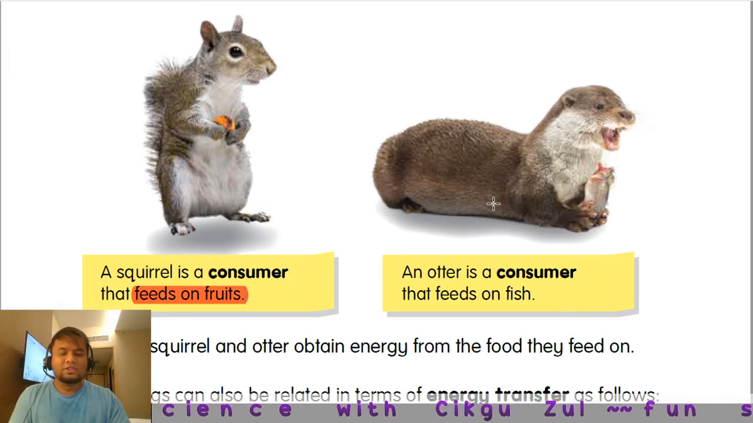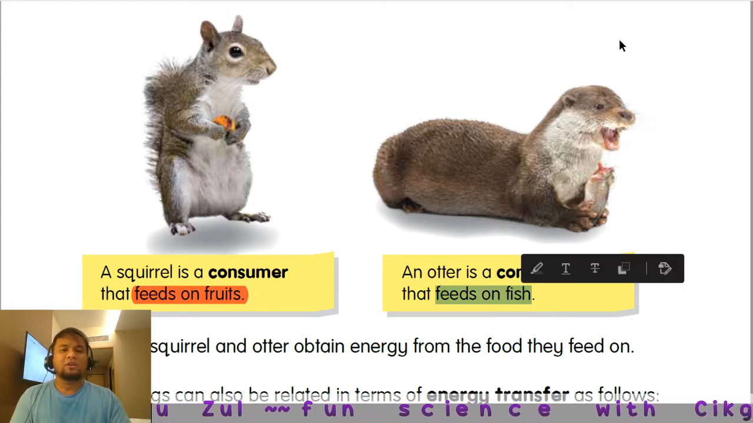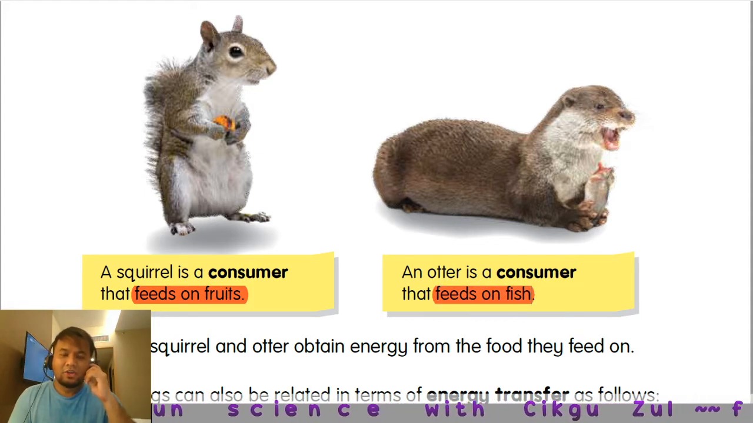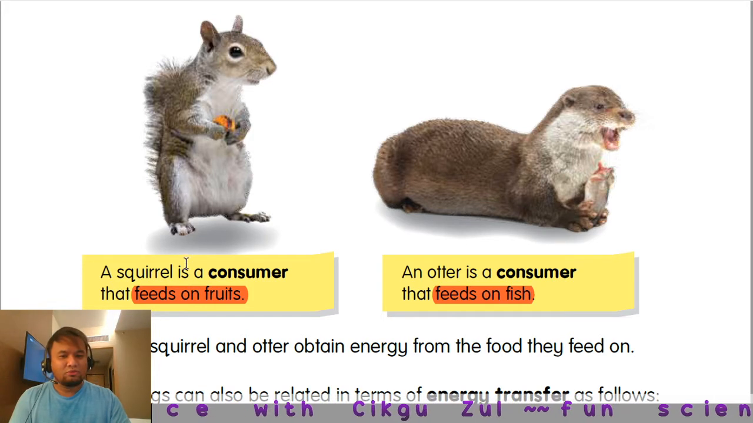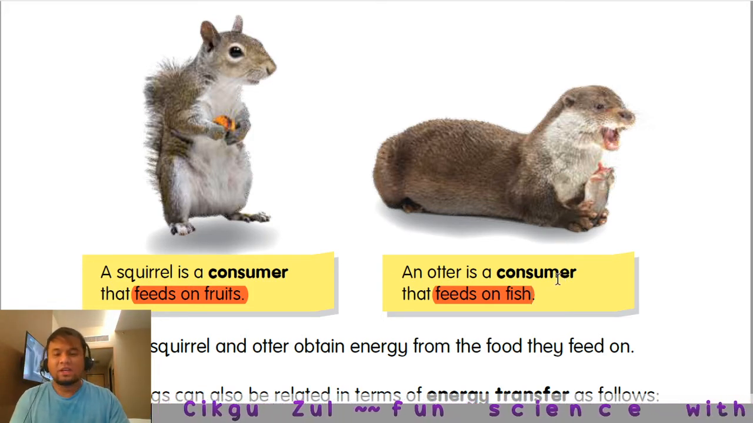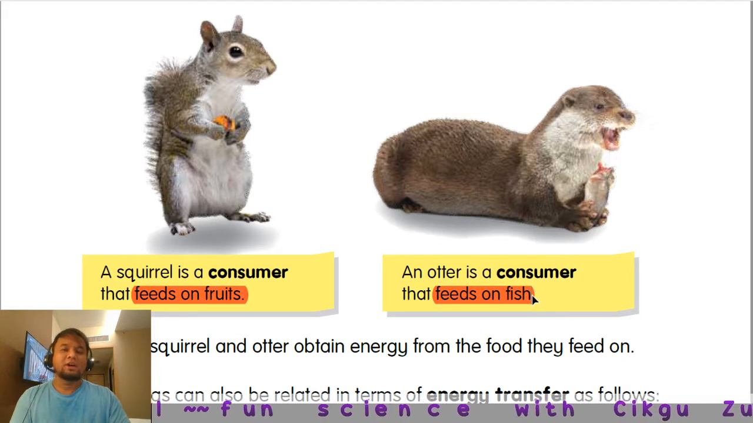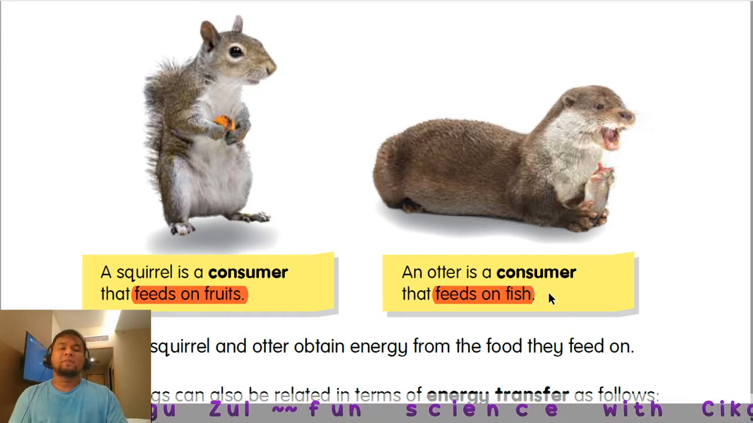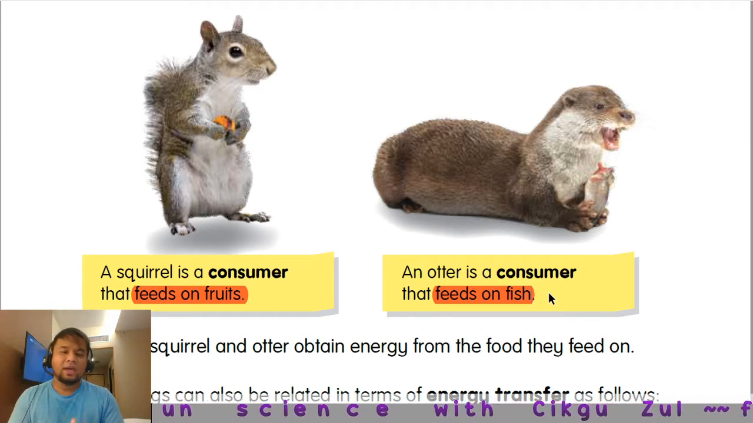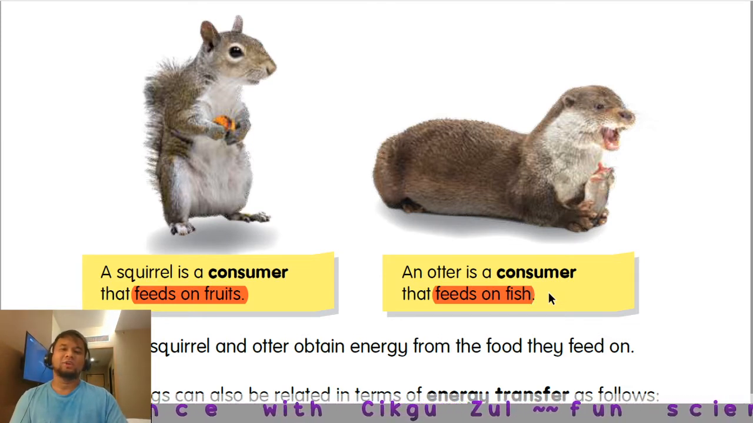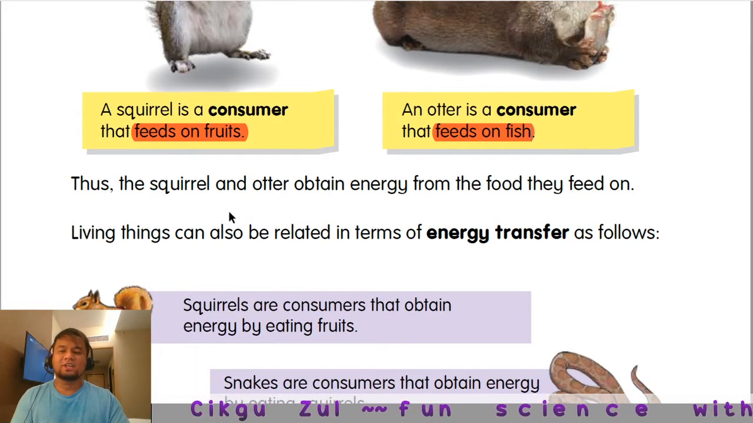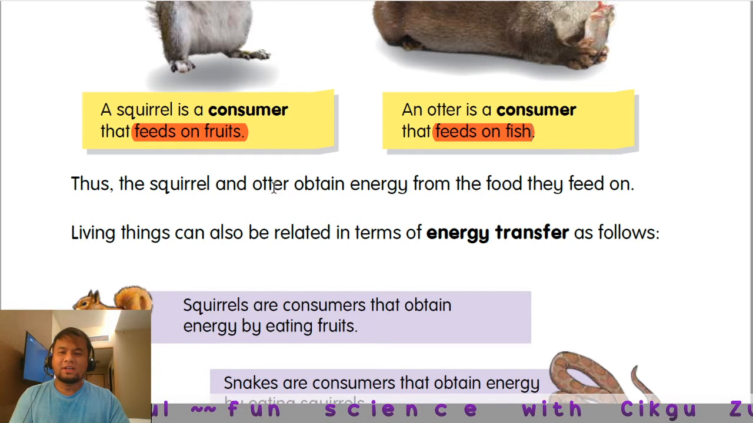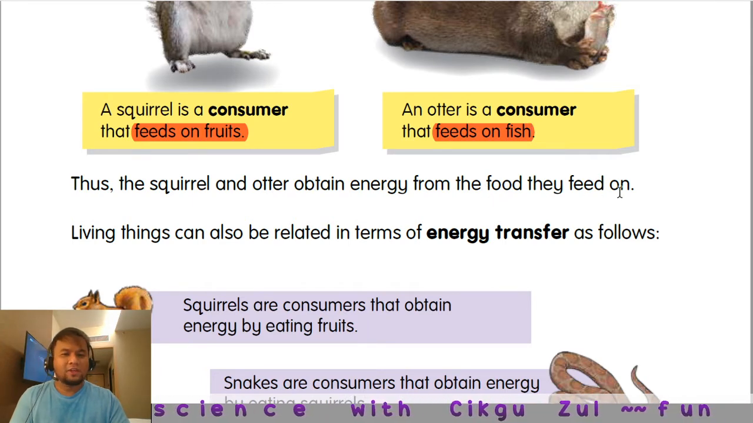And otter also is a consumer because it feeds on the fish. Dia orang makan apa? Dia orang makan ikan. So ada yang makan tumbuhan, ada yang makan haiwan yang lain. They are called consumers. Simply said, consumers are those who eat other living things. Meanwhile, the producers are the ones who can make their own food. Boleh. Itu beza dia. Senang saja beza dia. Okay, the squirrel and otter obtain energy from the food that they feed on.